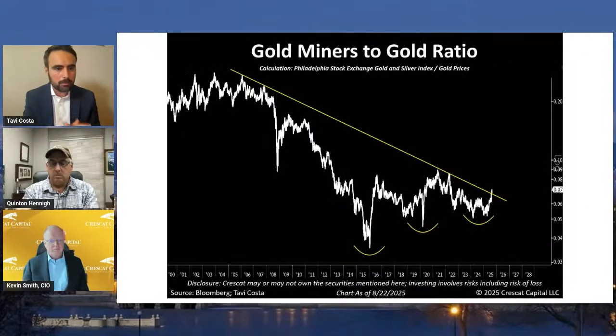All right, I'll go quick, putting my skates on now, as some like to say. Gold miners to gold ratio. Today, we're seeing a breakout of this trend. And this chart is good because I think it gives you some sense. Some miners are making all-time highs, some others are getting close to it, and it makes you think, have we seen most of this trend?